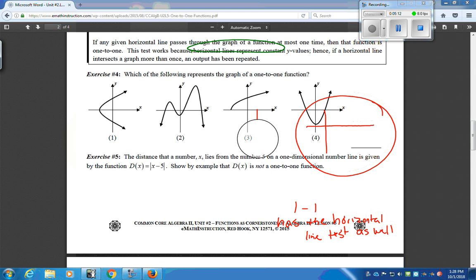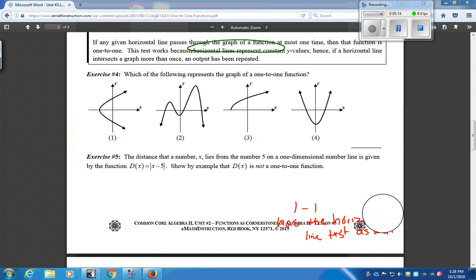So, kind of talking about what we just talked about, okay? What I'd like you to do is take a look at exercise 4. You can pause the video right now and try that one on your own.